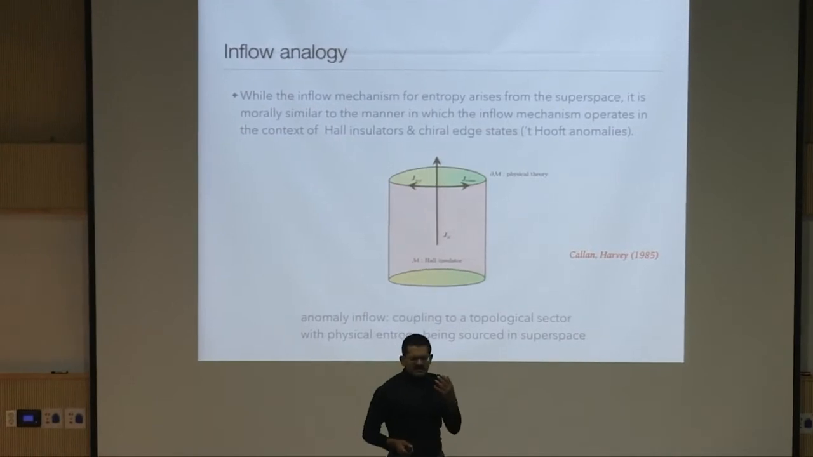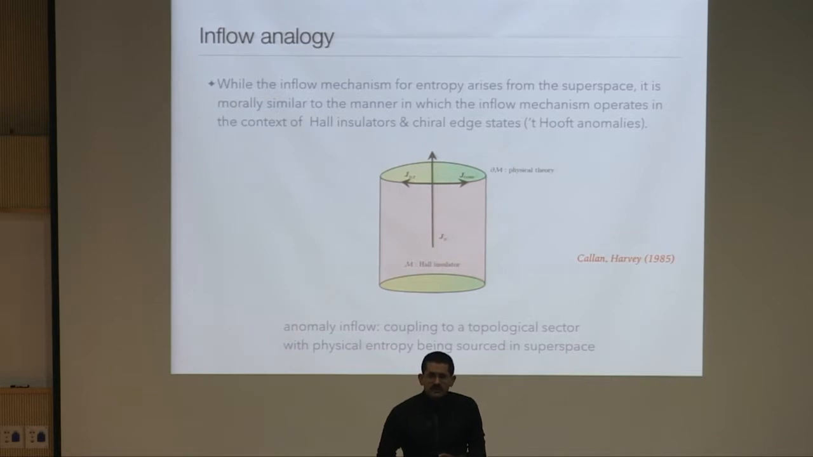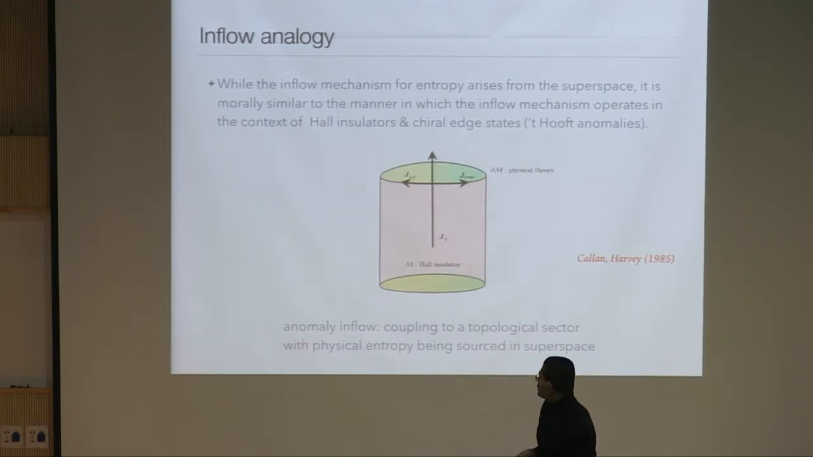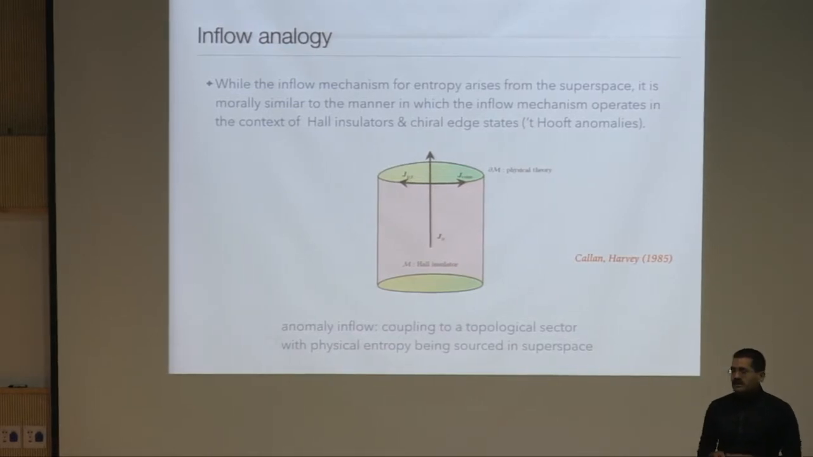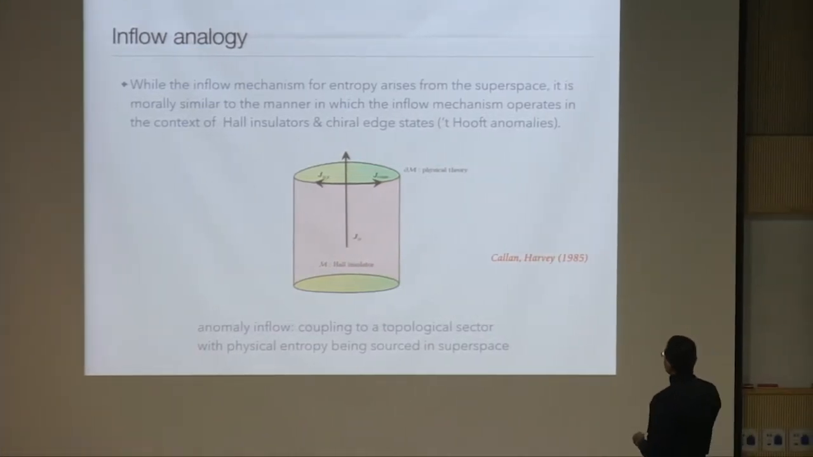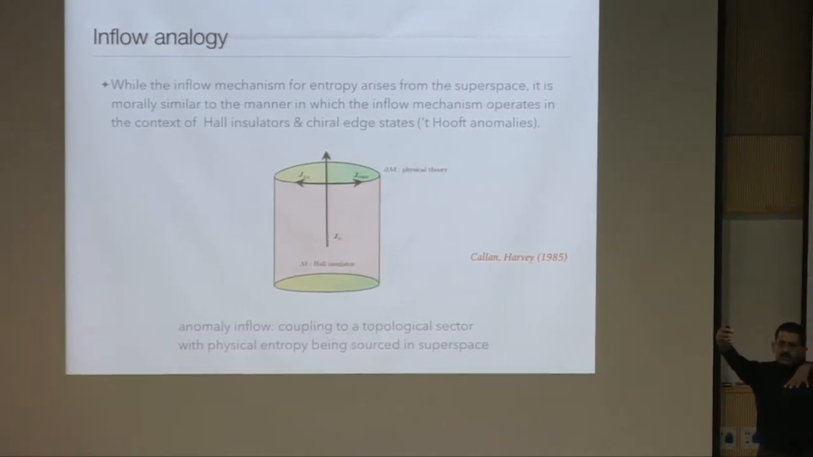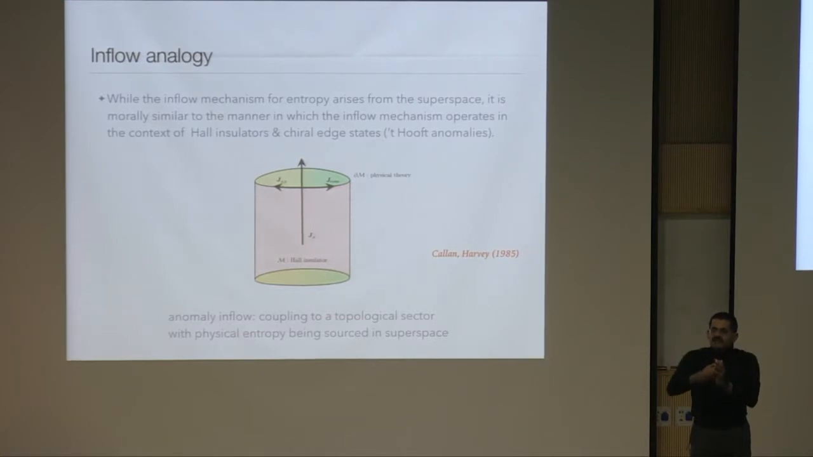So if you have a system with a flavor symmetry, the flavor symmetry in quantum theories could be anomalous, which just means that if you do a gauge variation under the flavor symmetry, you don't get back the theory, the action is not invariant. But there's a way to cure this, and the standard way is to use the anomaly inflow mechanism, discovered by Callan and Harvey way back in the 80s. You can take your system which is anomalous and couple it to another topological system in one higher dimension, such that the combined physical plus topological system is non-anomalous.